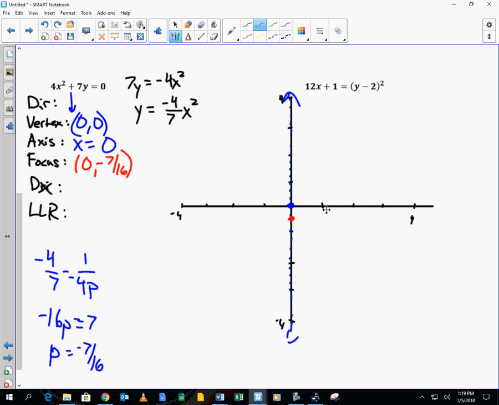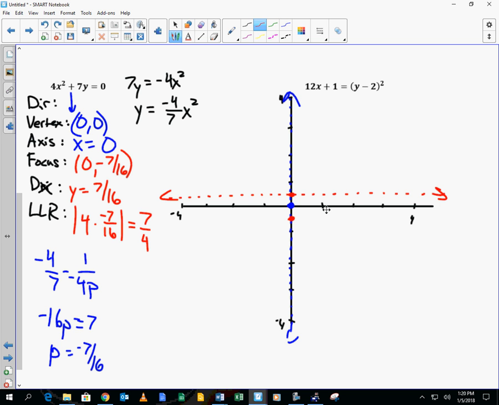Very good. The directrix will be in the opposite direction, and that's going to be a horizontal line through that point. So that would be, and the length of the latus rectum, absolute value of 4 times negative 7/16. 4 over 16 reduces to 1 over 4, so we have 7/4.